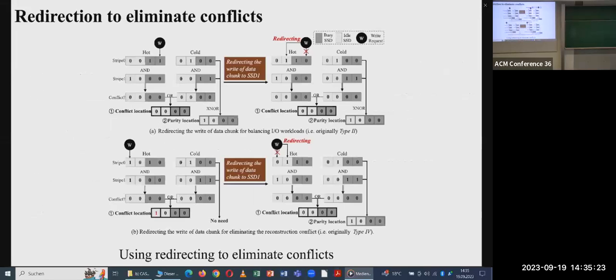Once a match fails, we attempt to use prediction to eliminate conflicts. In Figure A, we redirected a write request from SSD 3 to SSD 1. It balances I/O workloads. Similarly, redirection eliminates reconstruction conflicts in Figure B.